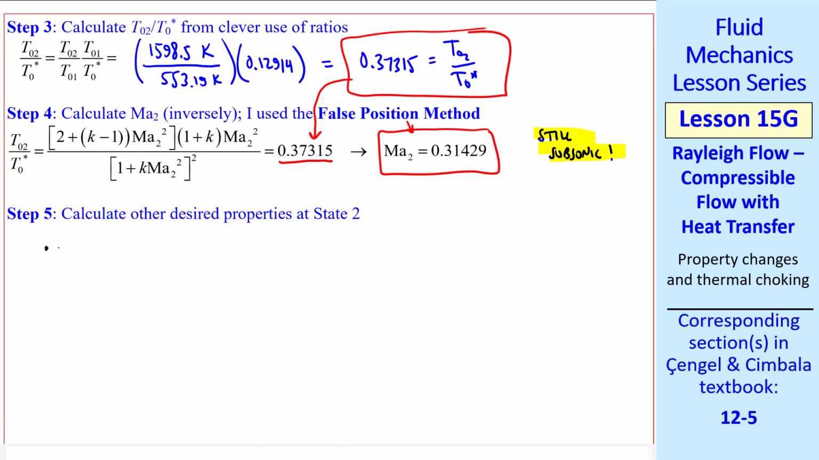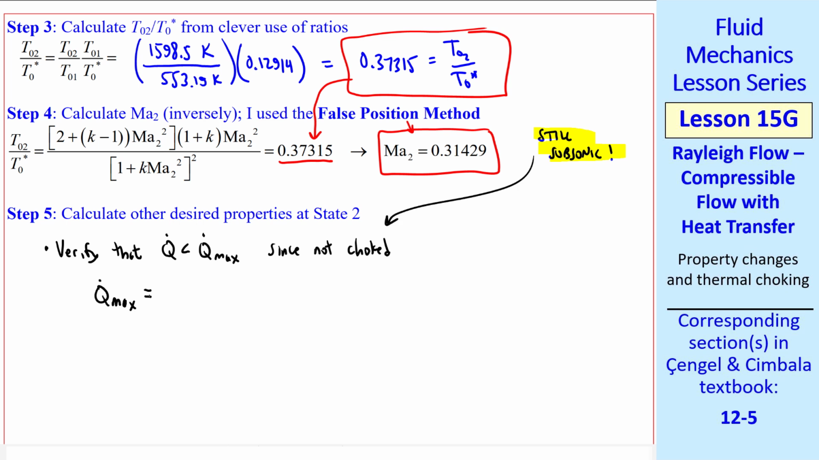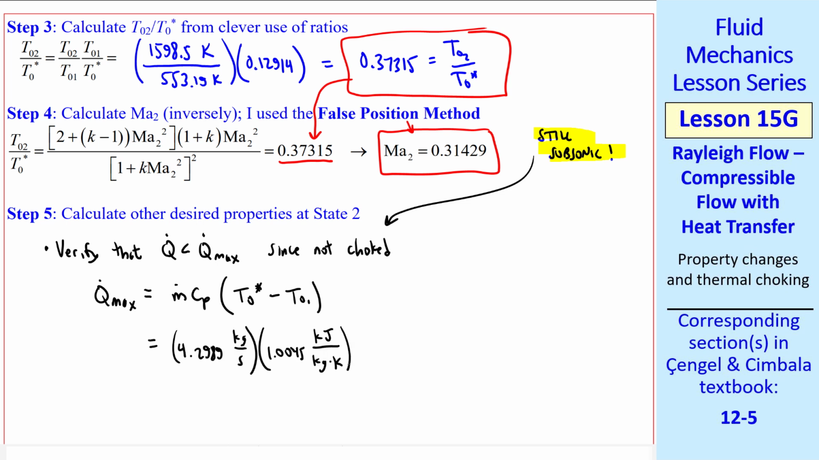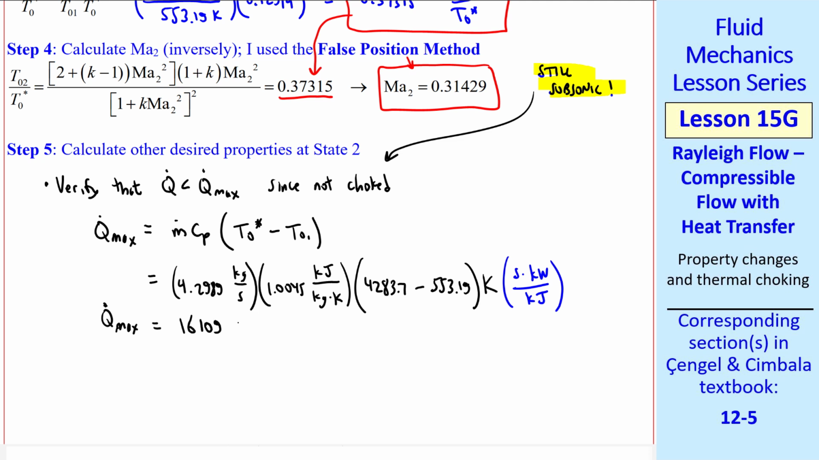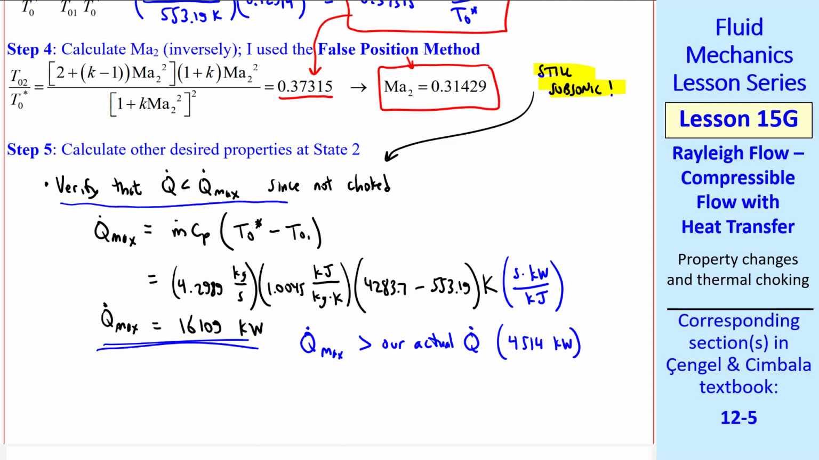First, I want to do another sanity check or verification. Namely, let's make sure that Q dot is less than Q dot max. Since this flow is not choked, we know that because it's still subsonic. Well, Q dot max is m dot Cp times (T naught star minus T naught 1). When we plug in all the numbers, we have m dot times Cp times (T naught star minus T naught 1), and then our unity conversion factor, the reciprocal of the one we used before, and we get that Q dot max is 16109 kilowatt. This is greater than our actual Q dot, which was 4514 kilowatt. So this step is verified.